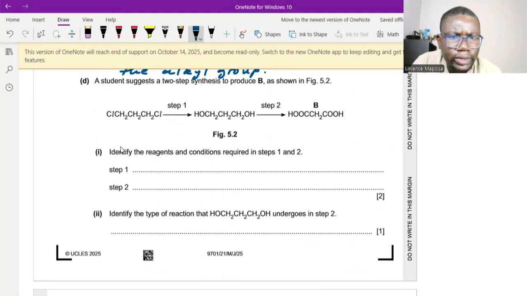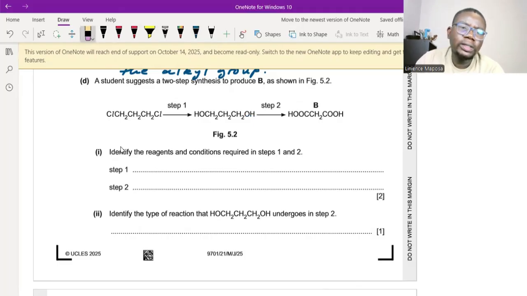A student suggests a two-step synthesis to produce compound B. Okay, B is shown in that figure. Identify the reagents and conditions required in steps 1 and 2. What's going on in step 1? We have a halogenoalkane, a di-halogenoalkane with two chlorines on both ends, converted to OH, where chlorine has been replaced. That's a nucleophilic substitution reaction.